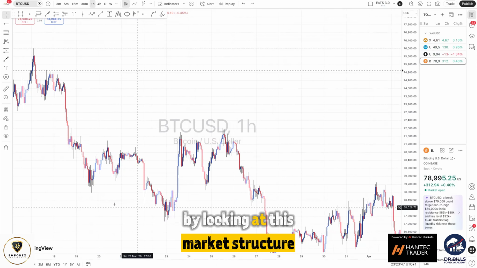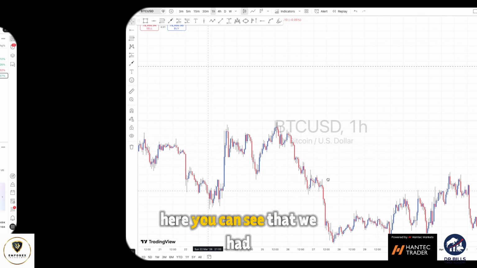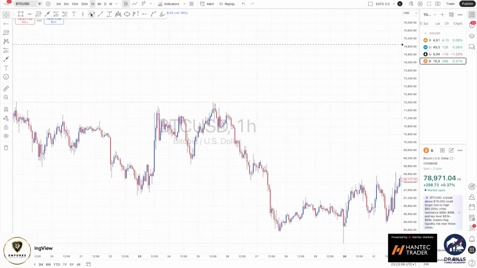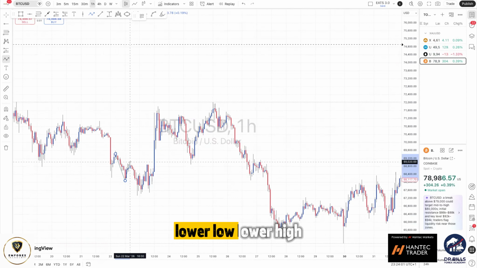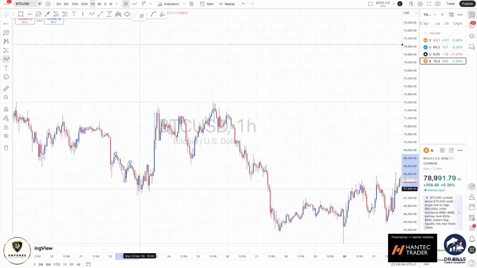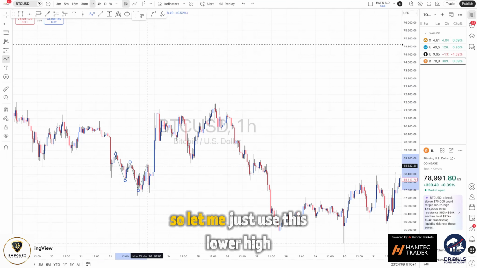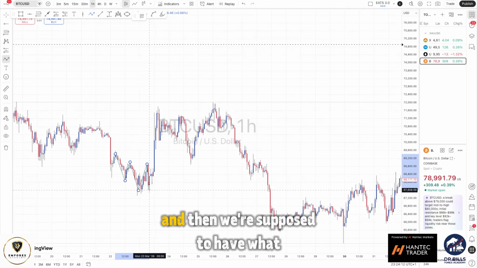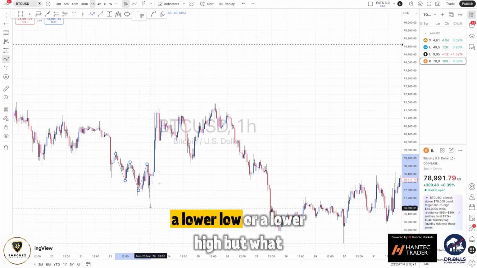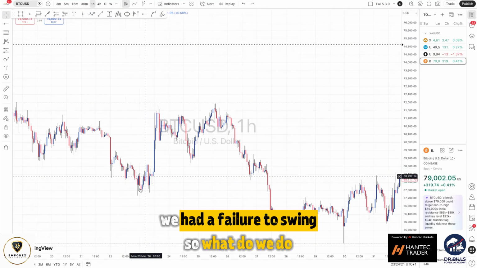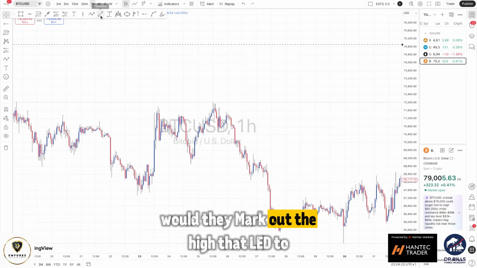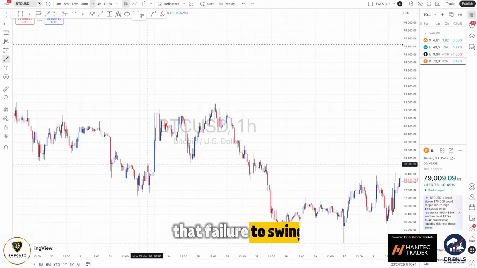By looking at this market structure here, you can see that we had this high, lower low, lower high, lower low. There's a structure here, but it's on a lower time frame. So let me just use this lower high, and then we're supposed to have a lower low for a lower high. But what happened? We had a failure to swing. So we then mark out the high that led to that failure to swing, which is this high here.